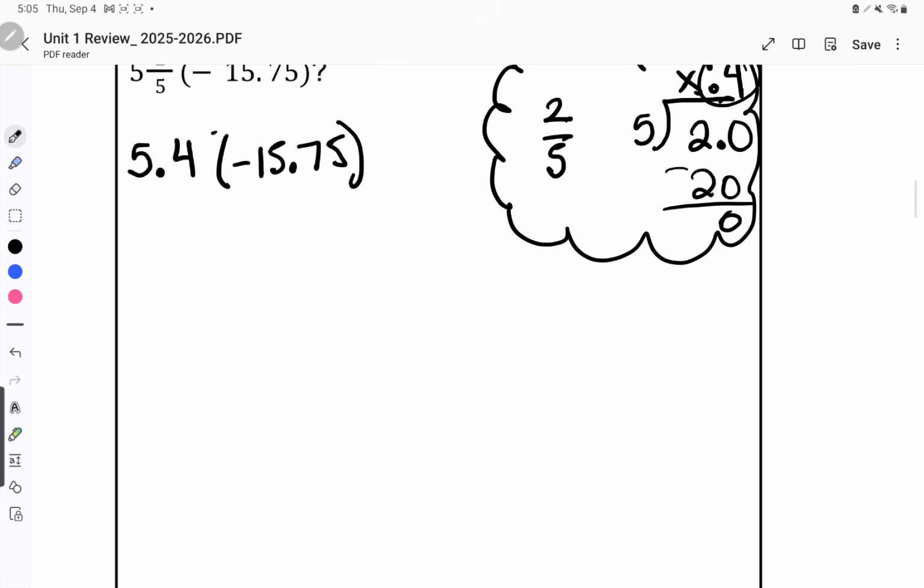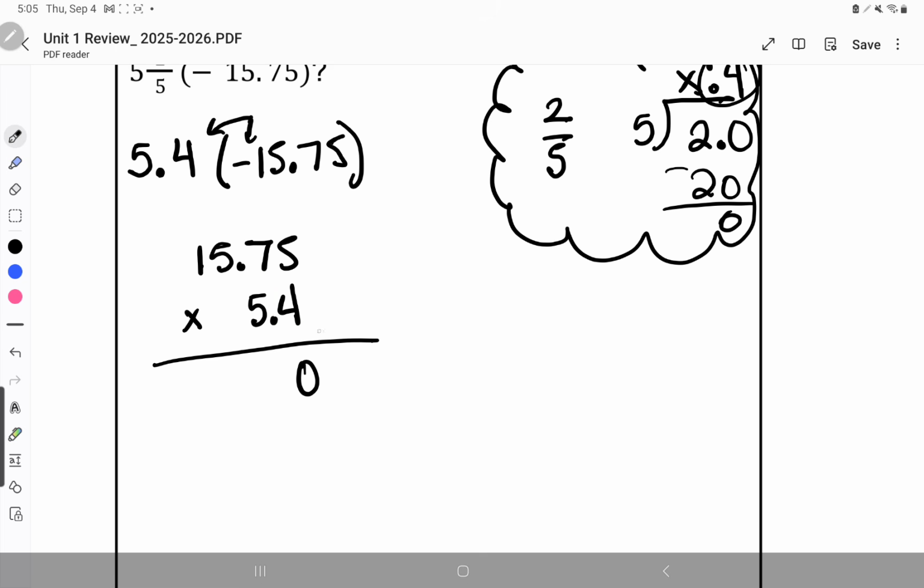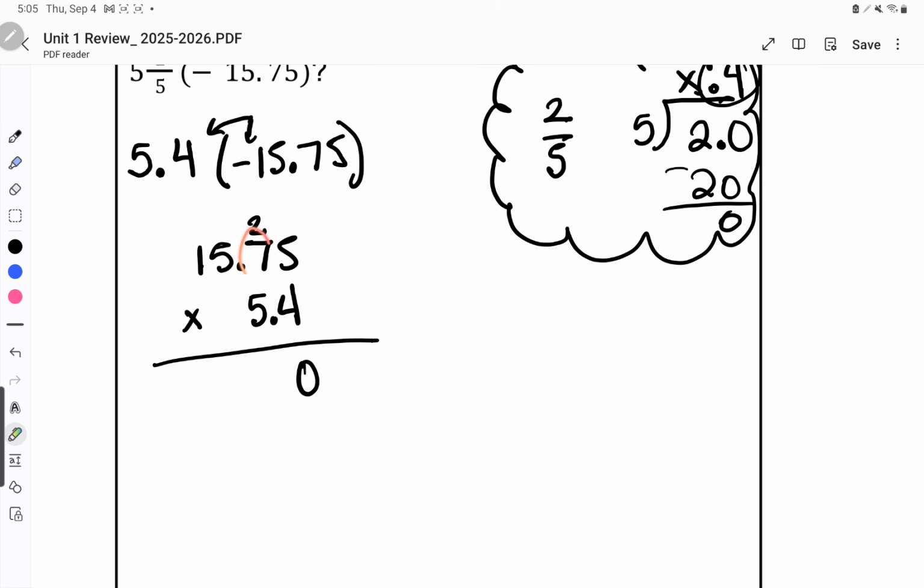Now, this right here, because we have two numbers that are right next to each other with no symbol in between them, is multiplication. So we do 15.75 times 5.4. 5 times 4 is 20, so we write down a 0, carry our 2. 7 times 4 is 28, plus the 2 that's up here at the top gives us 30. So we write down a 0, and we carry our 3.